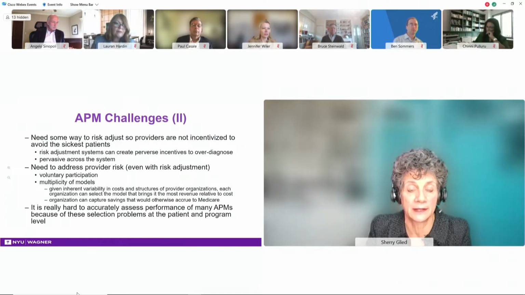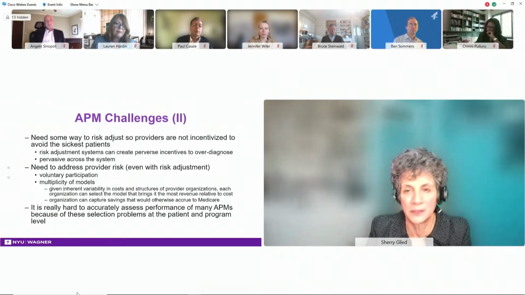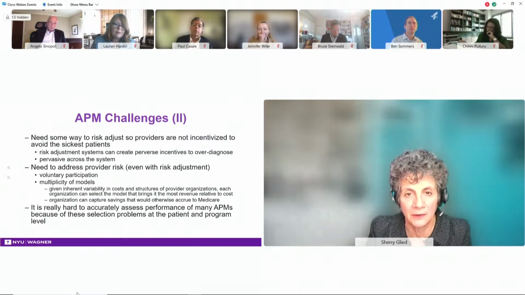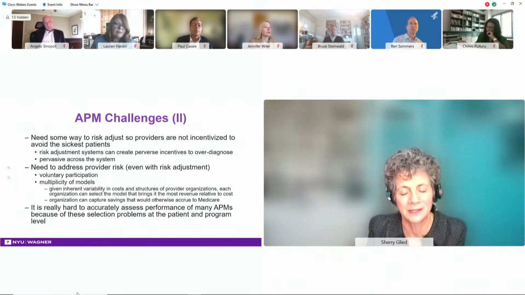We need a way to risk adjust because if we don't risk adjust, providers are incentivized to avoid the sickest patients. Risk adjustment, I first worked on risk adjustment in 1992. This is a miserable, difficult problem. Every risk adjustment system creates other perverse incentives. Right now, the ones we have create enormous incentives to overdiagnose people, and these incentives are pervasive across the system. And even after you risk adjust, you have to think about the risk that providers take on when they participate in these systems.